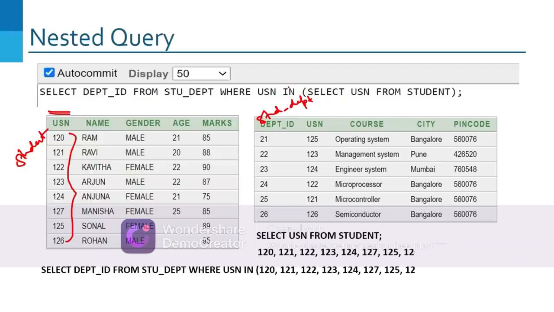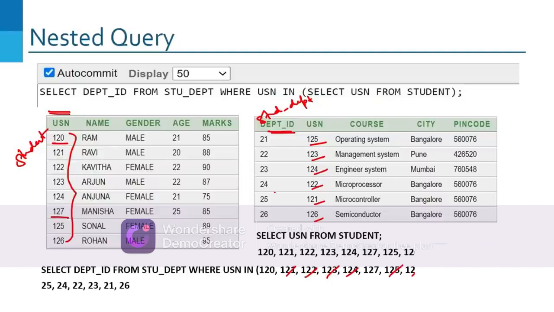So from the department ID, which is here, which all USNs are matching? So we have 125, let's cut this, 123, let's cut this, 124, let's cut this, 122, let's cut this, and 121 and 126. So these are all my values, and depending on that, what all department IDs we have? 21, 22, 23, 24, 25 and 26. Correct? If you see here, for 120 and for 127, we have not got any department ID, right?